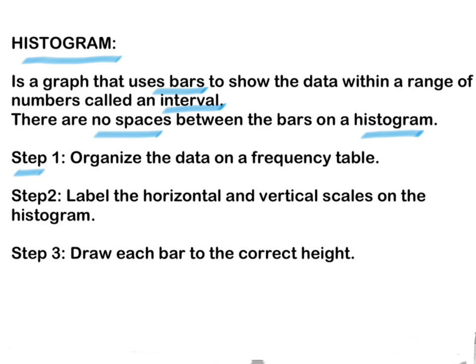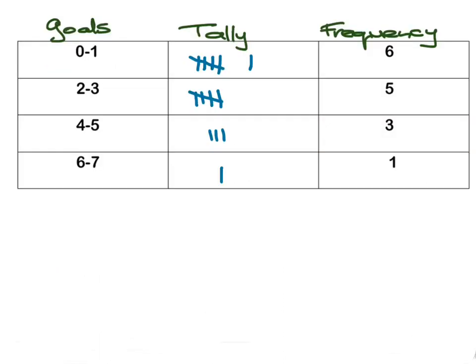Step 1, we're going to organize the data on a frequency table. And if you remember correctly, we learnt about frequency tables in the previous lecture, so we will revise that now as we do step 1. Step 2, we're going to label the horizontal and the vertical scales on the histogram. And then step 3, which is our final step, we're going to draw each bar to the correct height. So let's go and do step 1.